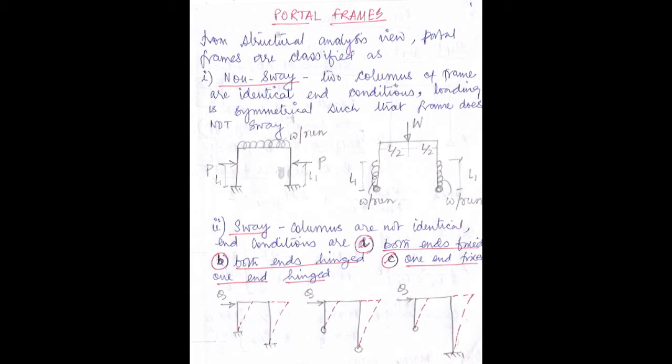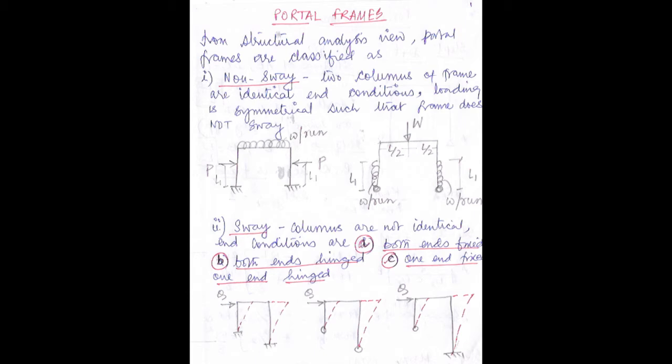Portal frame. On the right hand side, I have shown another example just to give you an idea that identical end condition doesn't mean it should always be a fixed support. It may be a hinge support also. So in the right hand side example, you can see the hinge supported portal frame, and from the base at L1 height UDL is acting on both the sides, so it is identical, and also one point load is acting at the midpoint of the horizontal span, so loading is also symmetrical. So both of these are examples of the non-sway portal frame.